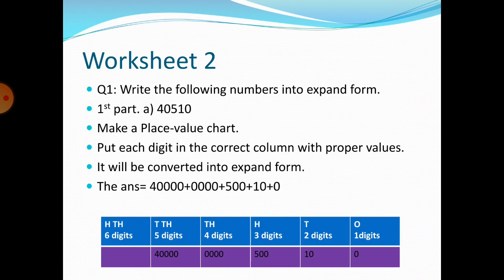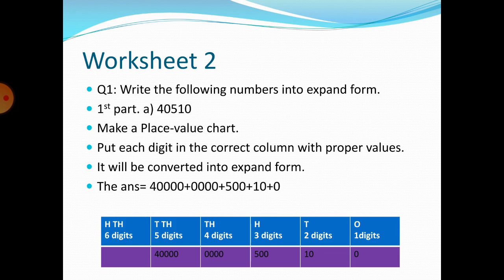Worksheet 2, question number 1. Write the following numbers in expanded form. What you have to do is make a place value chart and write in each column how many digits are present: in the ones column and how many digits are present in the tens column. Look at the chart that I have shown.